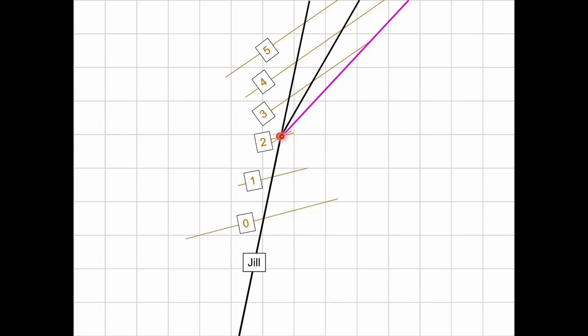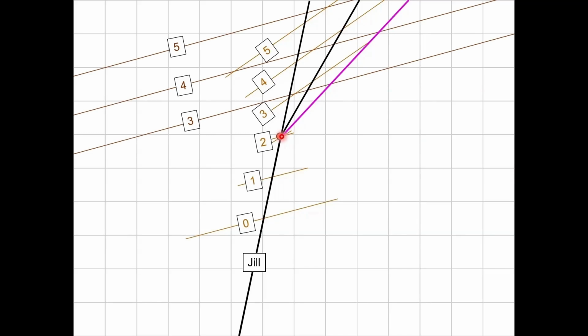Now let's imagine that Jill did not change her trajectory, which means the simultaneity lines and the time interval of 1 second remain the same. And this would be the simultaneity line of second 3, and this would be the simultaneity line of second 4, and this would be the simultaneity line of second 5.